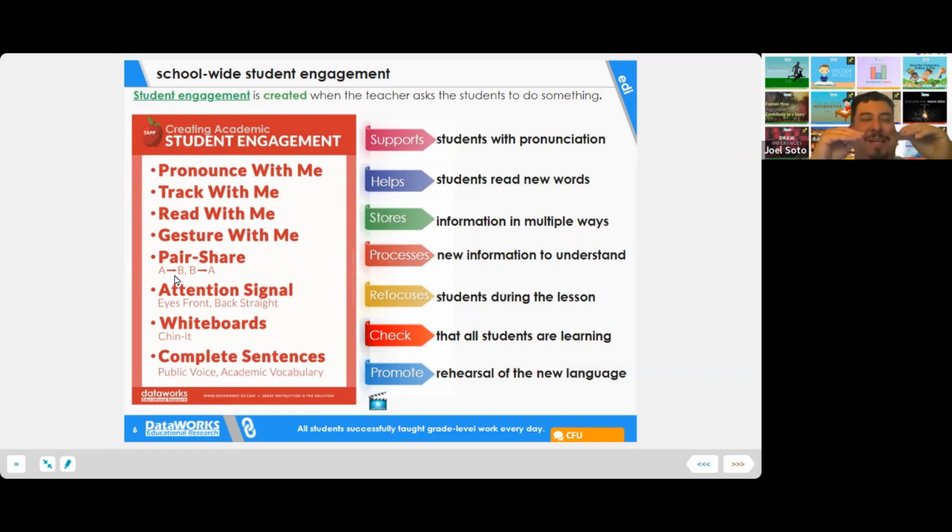So our pair shares allow us time to practice and rehearse that academic language. It lowers the anxiety and it gives them one more rehearsal. Attention signal, just to bring them back from pair share. And then I love whiteboards. I know it's ELD, but we do whiteboards with the ELDs. It's another way of kinetically writing something down, but more importantly, it's for me to make a decision. I get to see instantly where my kiddos are at. Once again, I'll show you some examples.